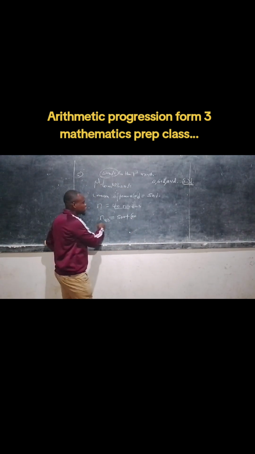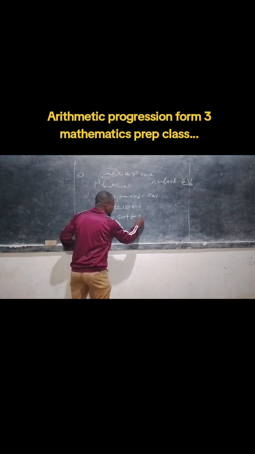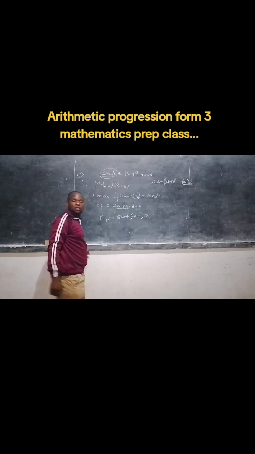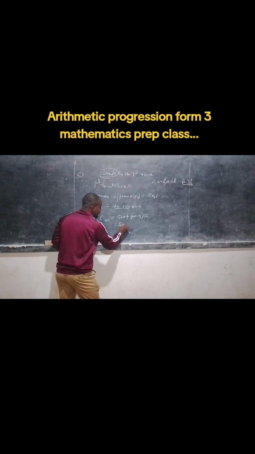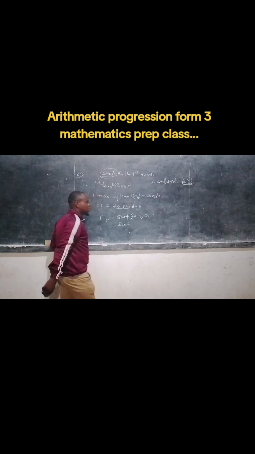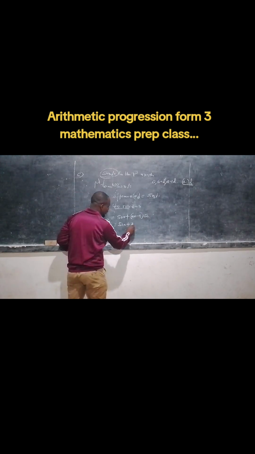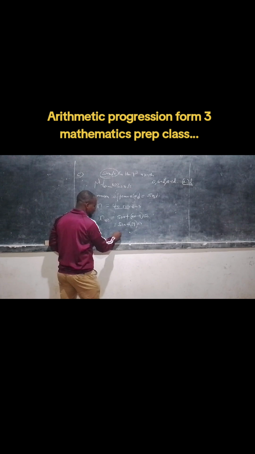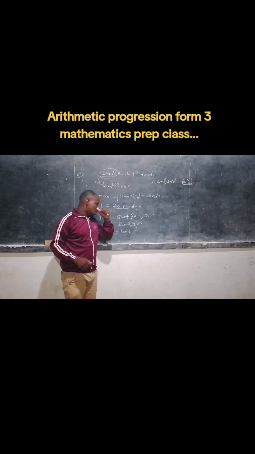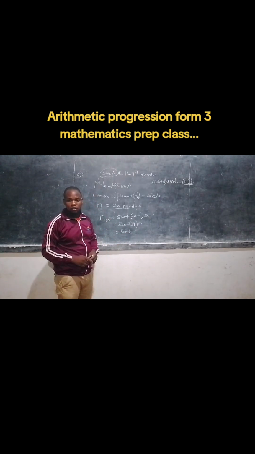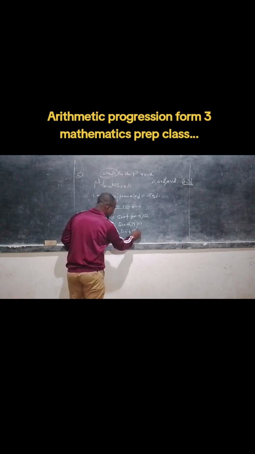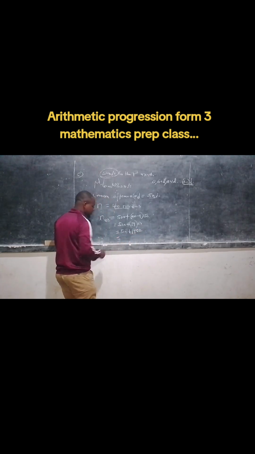Now our N here is 40. So 40 minus 1, then multiply by D, which is 50 shillings. It will be 500 plus 40 minus 1, which gives you 39, then you multiply by 50. Can we do that? Yes. What do you get? 39 times 50 gives you 1,950.